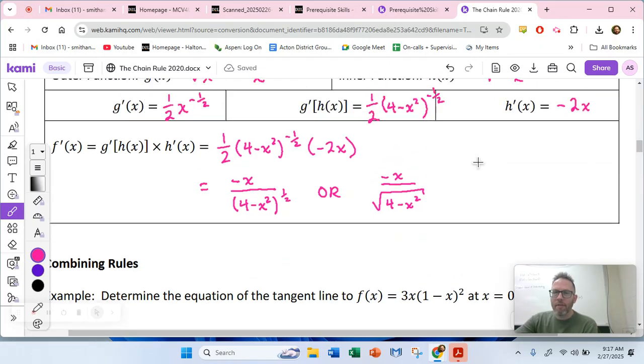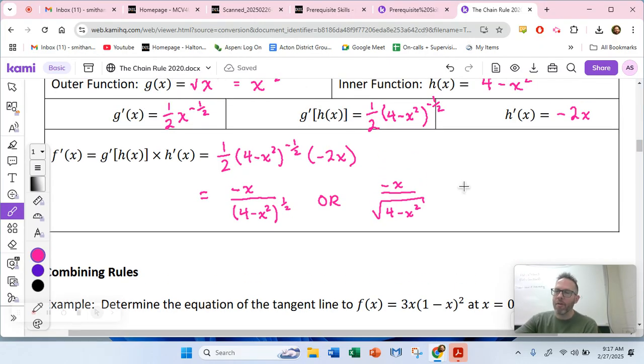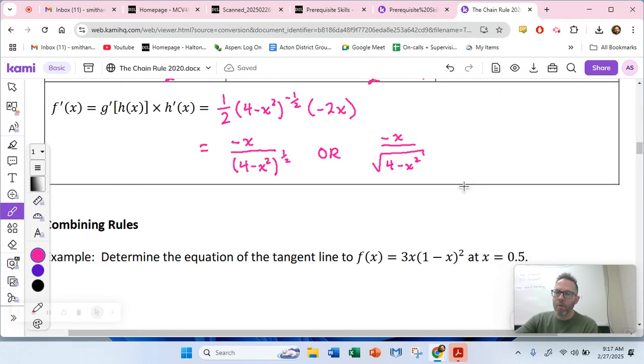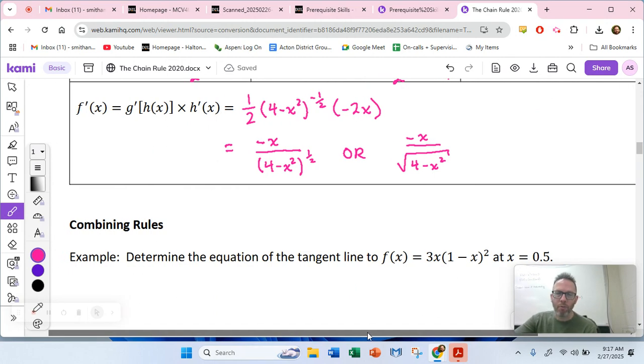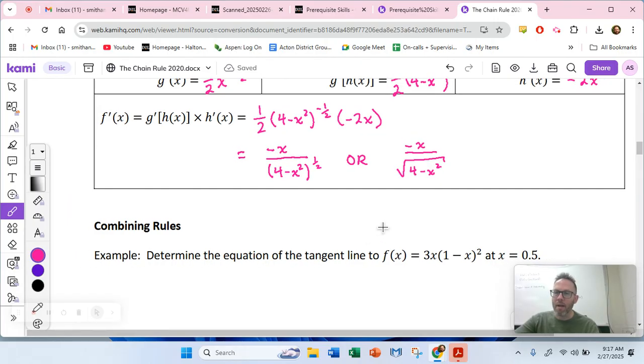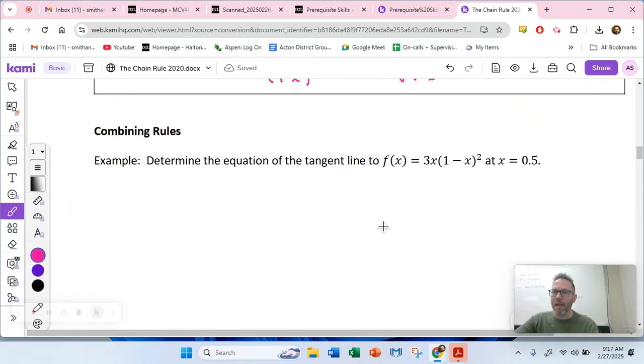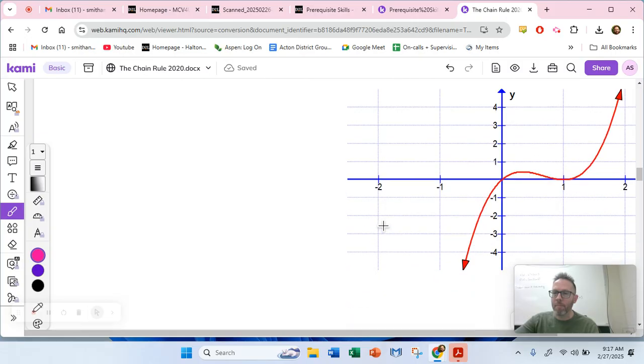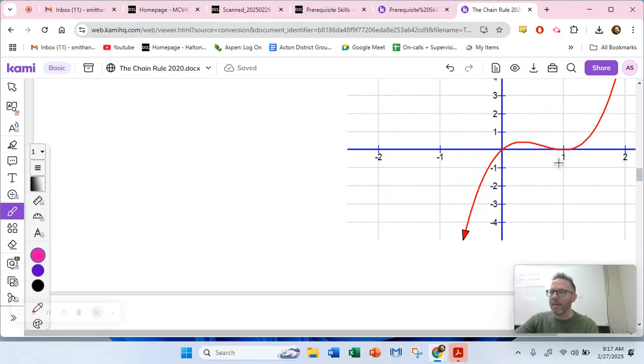All right, let's combine some rules together and do a question that we normally do every time we learn a new rule. Let's find the equation of another tangent line. Now, I have given you a graph of the function here. I haven't exactly given you the y value though, so this is one where we can't eyeball it. We're going to have to use the function. It looks like 0.5, something like right there.